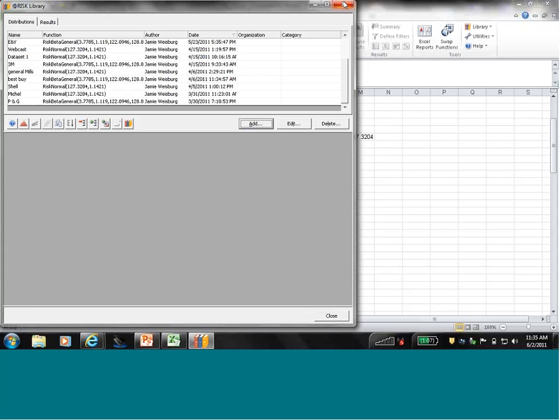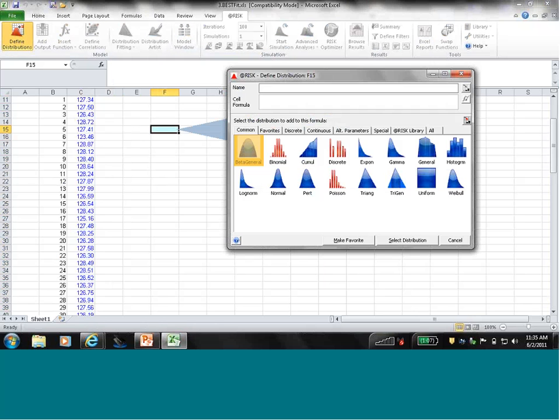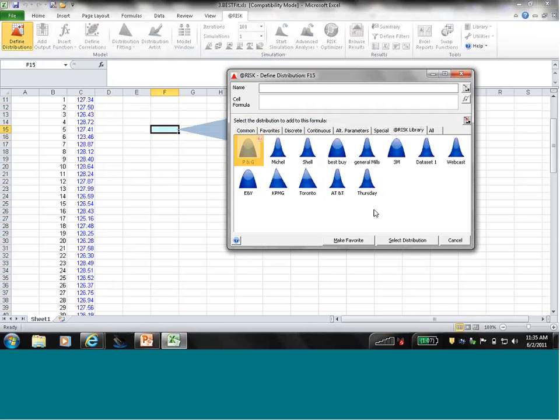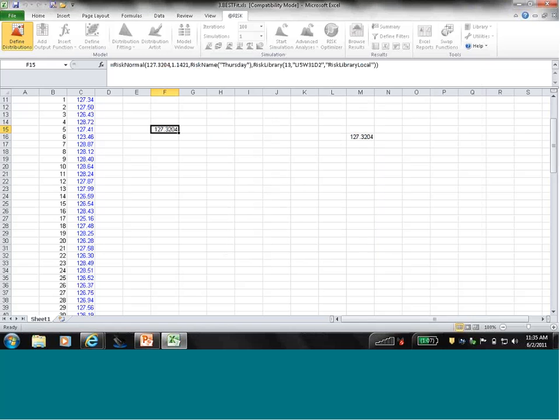So we've now added that, and now when we go to define a new distribution, if we go to our library, we can see that our distribution has been stored here. Select it, and then we can use it again. So you can fit the data, you can save it, and then use it again later if you want to use that distribution.